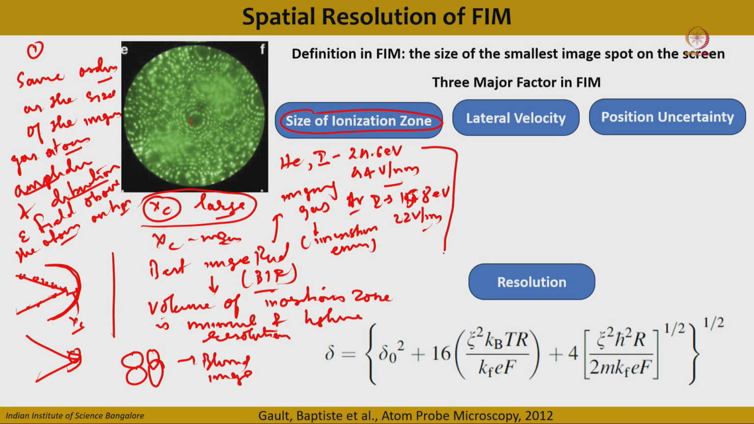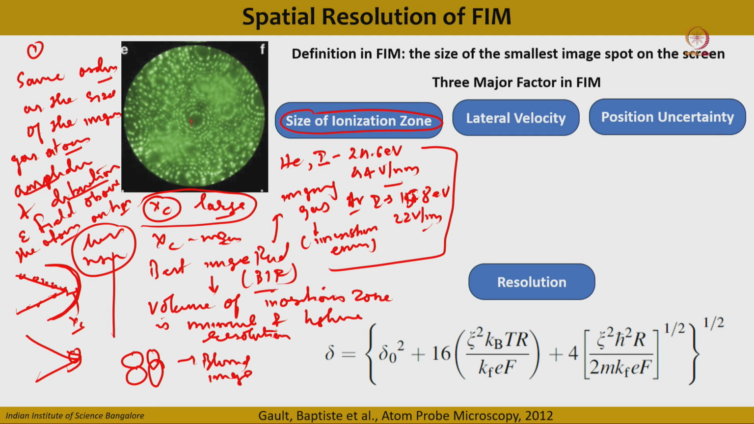So depending upon the imaging gas, you have a best image field where the volume of the ionization zone is minimum and also with the highest resolution. So it is a balance between the low electric field and high electric field. Okay. So this is the importance of the size of the ionization zone.